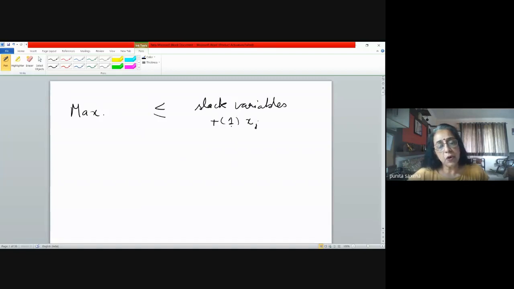So when we started with the initial simplex table, we could easily get our identity matrix corresponding to the slack variables. And so every time in the initial table, the slack variables always constituted our initial basic feasible solution. So it was easy to start with.